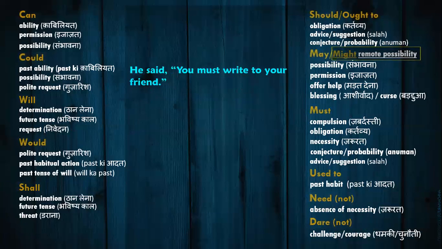Moving on. He said, you must write to your friend. Yes, must is the modal auxiliary that we have figured out. Now tell me, which is the function that it plays? Is it compulsion, obligation, necessity, or probability, or advice? You guessed it right. It is compulsion. You must write to your friend. He is in need. He has helped you indeed, isn't it? Yes. So in this concept, must can be used as compulsion.